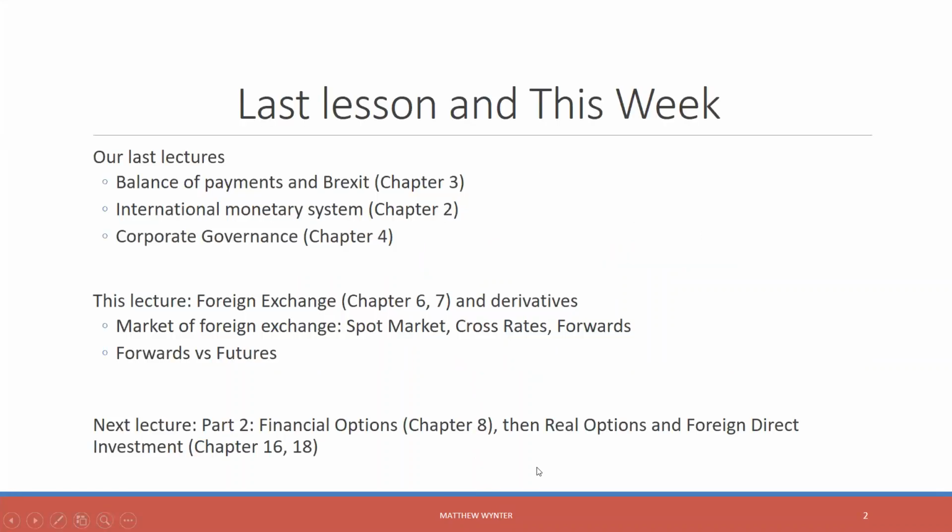So in our last lectures, we've established the balance of payments and Brexit. We spent quite a bit of time to understand the international monetary system. And in our very last lesson, we looked at the corporate governance issue. We said that because of dispersed ownership, it's great for diversification, wonderful for capital raising, but difficult for monitoring. And so we talked about how that gives rise to an agency problem. And then we also looked at different solutions that arise to handle that agency problem.